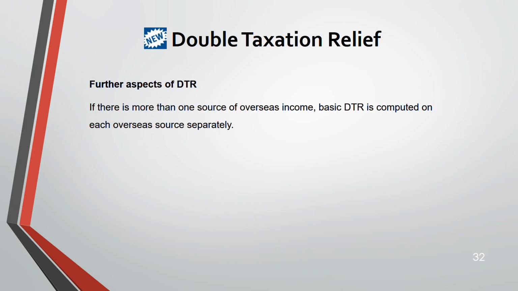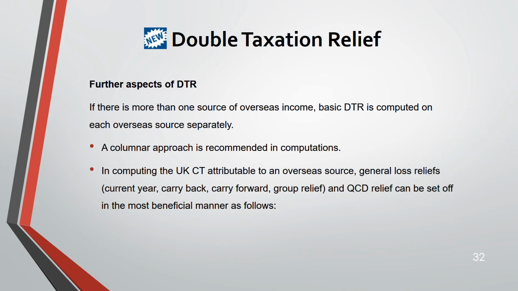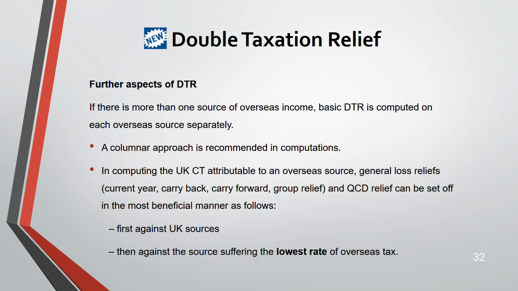Further aspects of DTR. If there is more than one source of overseas income, your basic DTR on each source is calculated separately. You have to use a column approach for computation. And when you are computing UK corporation tax on the overseas source, okay, general loss relief. What are the loss reliefs? Current year, carry back, carry forward, group relief and QCD relief can be set off in the most beneficial manner as follows. First, you set off this relief against UK source income, then against the source suffering the lowest rate of overseas tax. Remember this order.